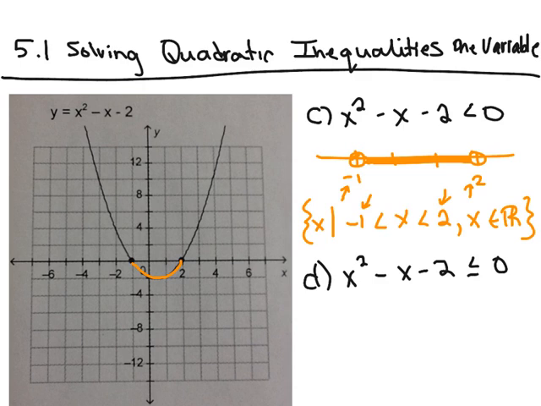For the second one, for D, we want to include our critical values. So this one will be the same thing, except we will fill in our circles.